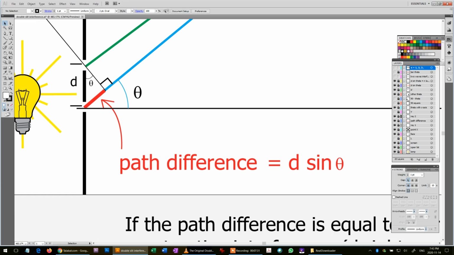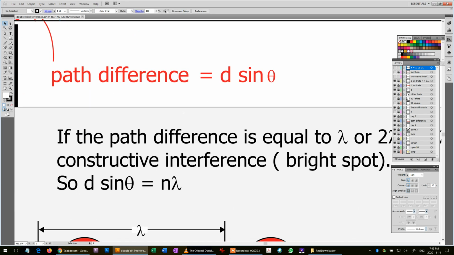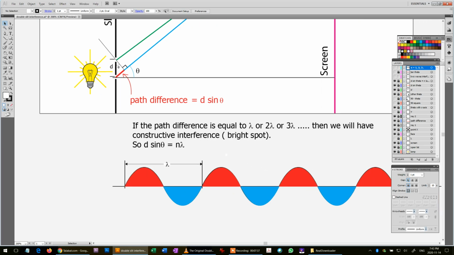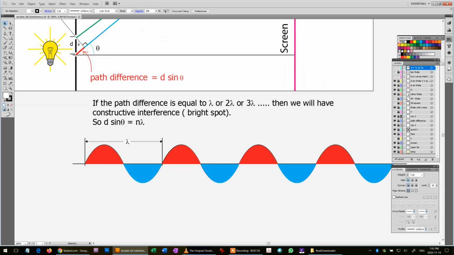And let me now take this opportunity to see if the path difference is equal to lambda, 2 lambda, 3 lambda, then we will have constructive interference. And d sine theta is equal to n lambda. Let me explain that.